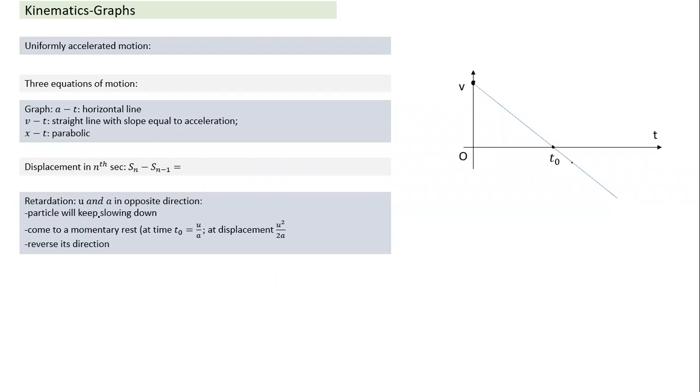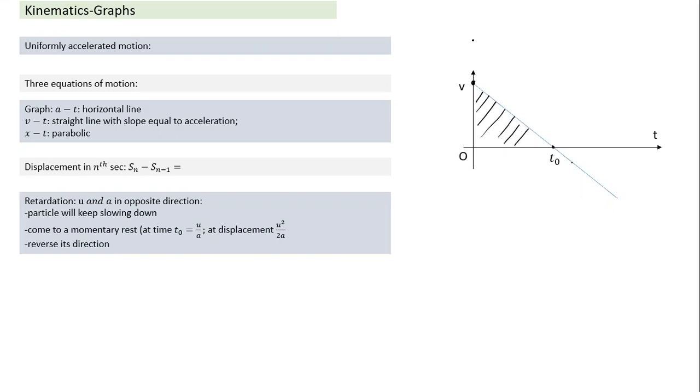Whenever acceleration is opposite to the direction of velocity, we can break the motion down into 3 important points. The particle will keep slowing down and come to a momentary rest at time t naught. At what time will it come to rest? At time t is equal to u by a. And till that time, what will be the displacement? This area will be the displacement, till the time it comes to momentary rest.